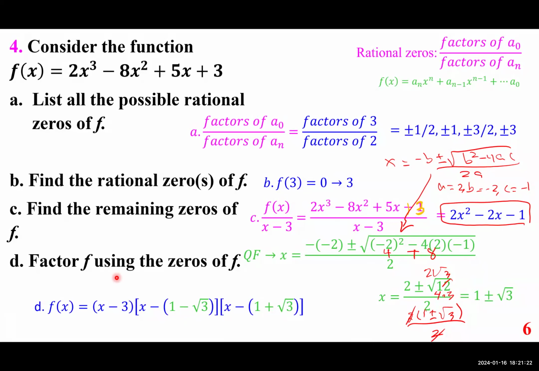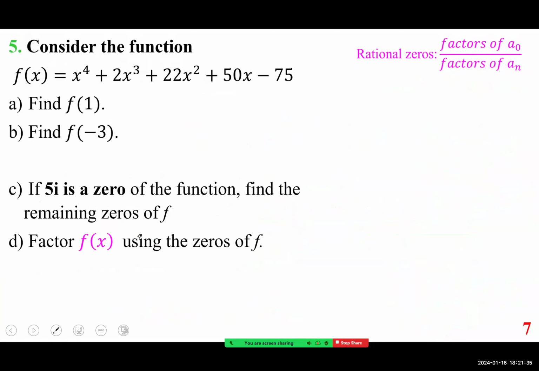And I wanted to remind you of this synthetic division. All right. Here's the function: f of x equals x to the power 4 plus 2x cubed plus 22x squared plus 50x minus 75. We want to find f of 1, and remember the rational zeros. So we put 1. If you put 1 to the power of 4 plus 2 times 1 cubed plus 22 times 1 squared plus 50 times 1 minus 75, you end up with 0. And that's easy to see: 1 and 2 is 3, and 22 is 25, and 50 is 75, minus 75.